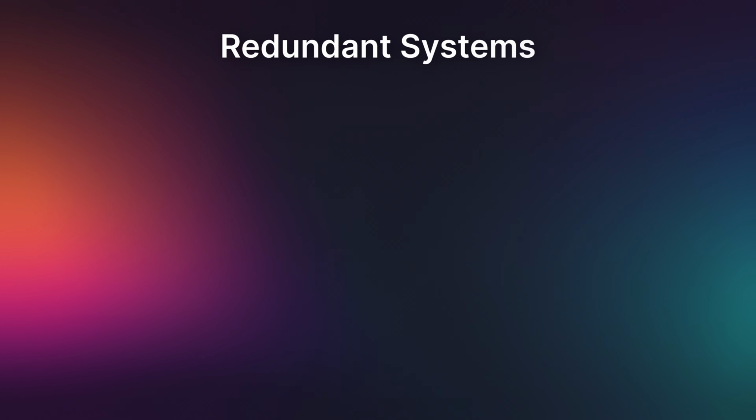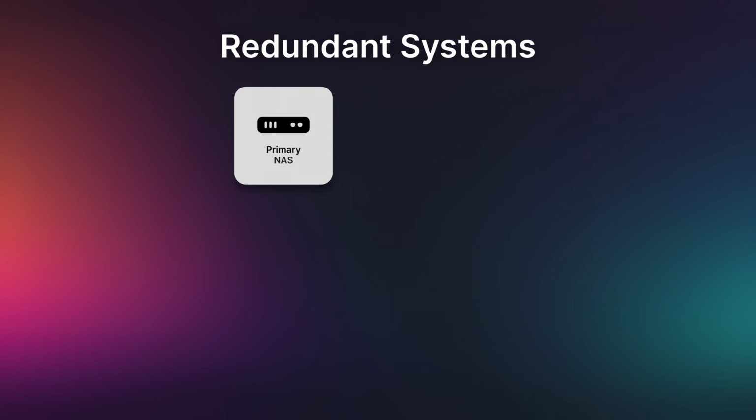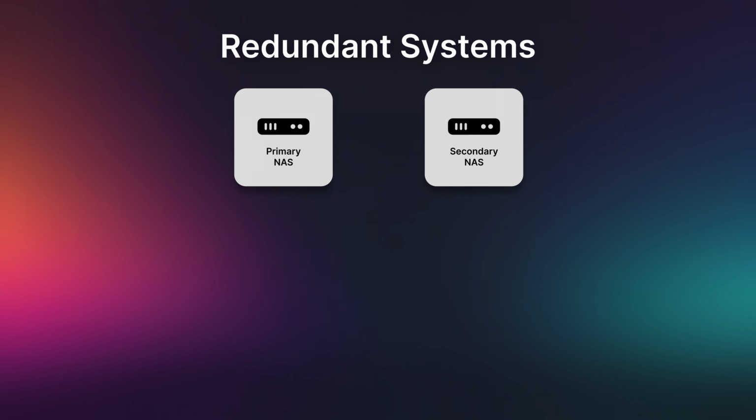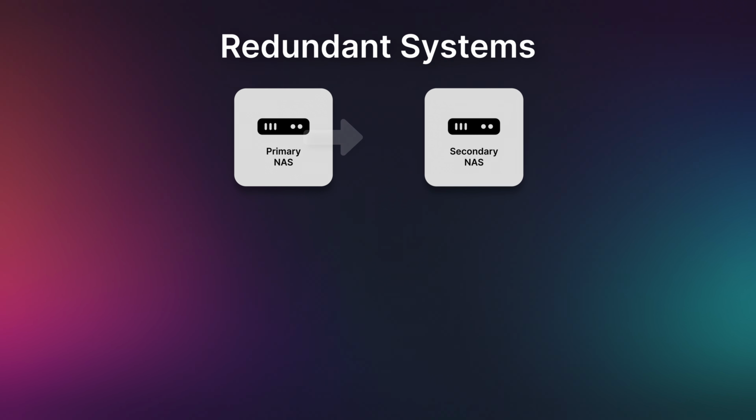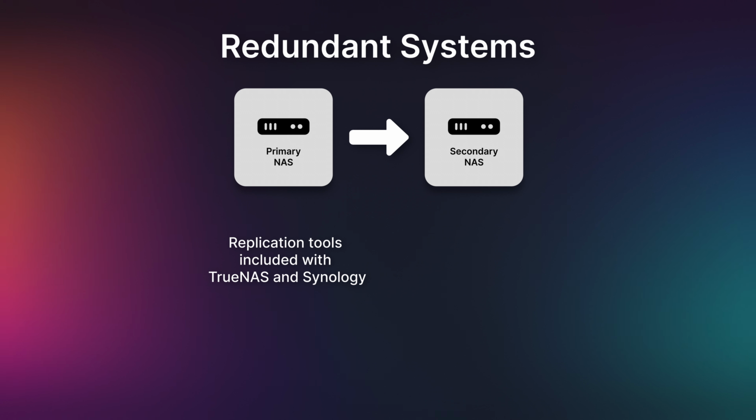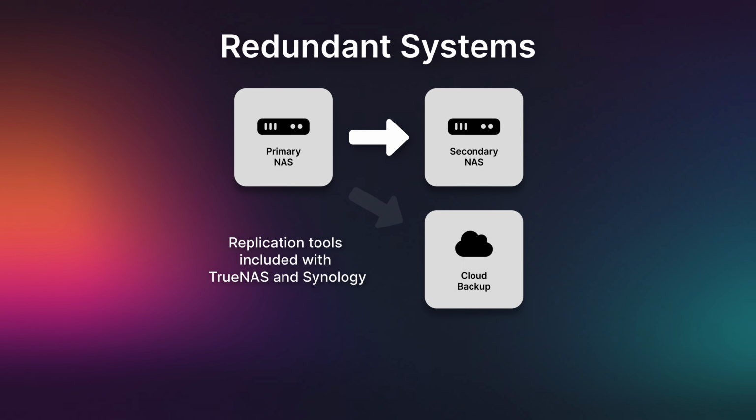First, let's discuss redundancy. Regardless of which system you choose, I typically recommend getting at least 2 units. This allows you to set up a primary system and a secondary to replicate to as often as possible. This way you have both a working copy of your data and a backup in case something happens to the first. Both TrueNAS and Synology include tools that make this replication process straightforward. And they also both make it quite simple to push a backup copy to the cloud.